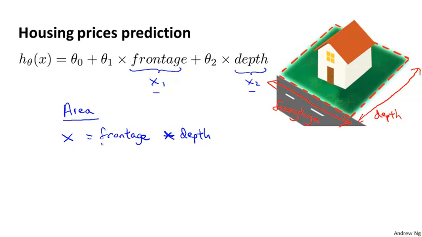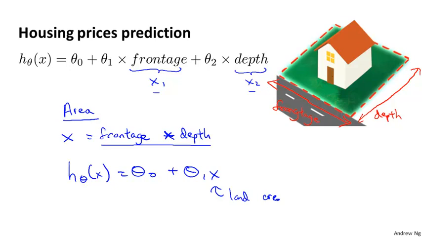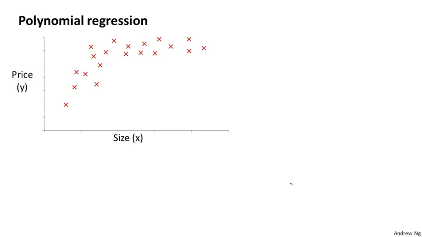So frontage times depth, because this is the land area that I own, and I might then select my hypothesis as that, using just one feature, which is my land area, right? Because the area of a rectangle is the product of the length of a side. So depending on what insight you might have into a particular problem, rather than just taking the features frontage and depth that we happen to have started off with, sometimes by defining new features, you might actually get a better model. Closely related to the idea of choosing your features is this idea called polynomial regression.